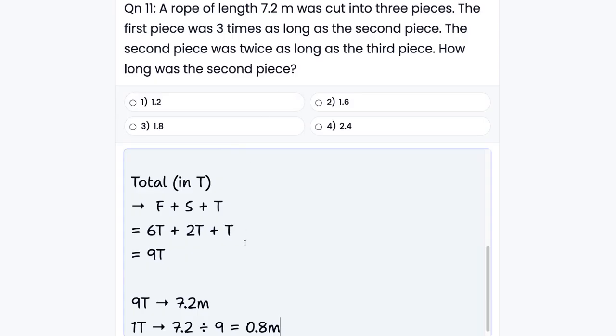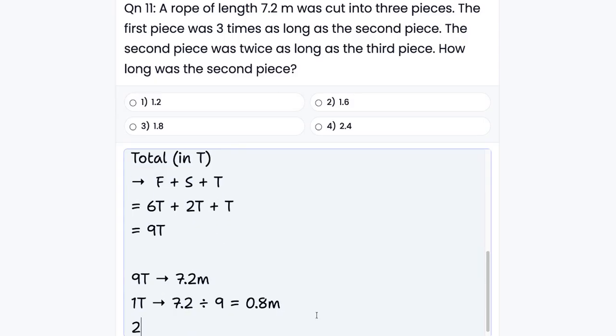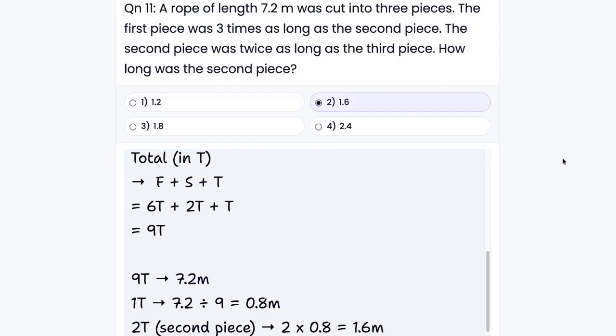So how long was the second piece? We know that the second piece is 2T. So 2T, or the second piece, is equal to 2 times 0.8, which is equal to 1.6 meters. And that's the answer, option number 2. All right, let's move on to the next question.